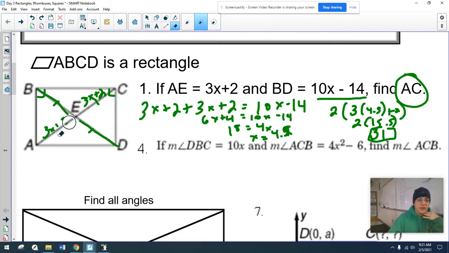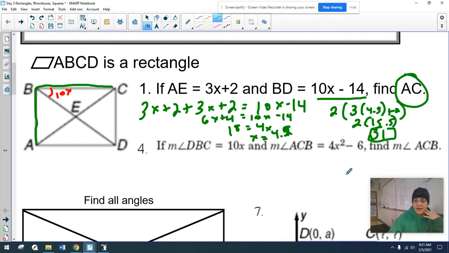Okay, so number 4 gives you angle DBC. So this one's a little different. A lot of times you set things equal to each other, but I gave you a few here where they're a little more difficult. So DBC, this angle right here, is 10x. And then ABC, so the big angle, I'm just going to label that like this. ABC, the big angle, is going to be 4x squared minus 6.